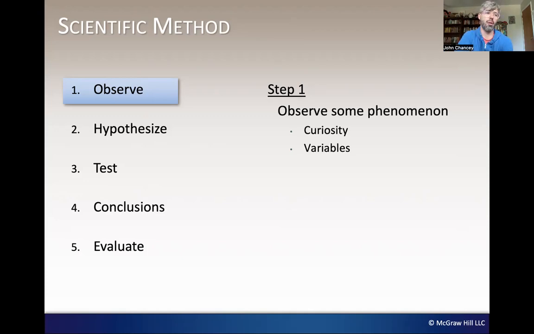coronavirus, for example, quarantining and mental health. You might want to explore those variables. Why are people more depressed when they're quarantining? Why are people more anxious? Things like that. Typically, you are using some sort of theory to explore your questions.